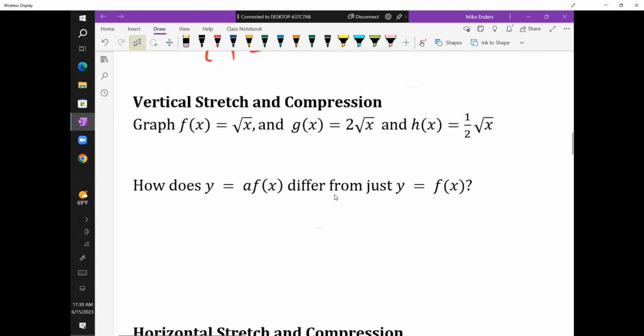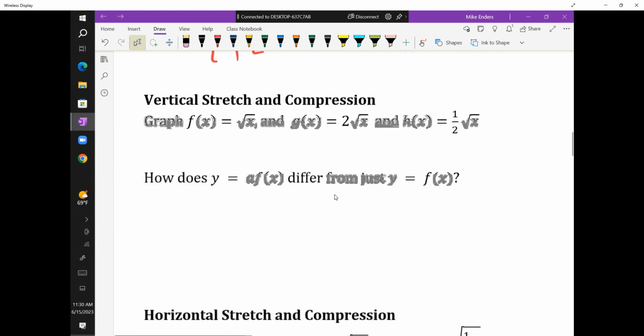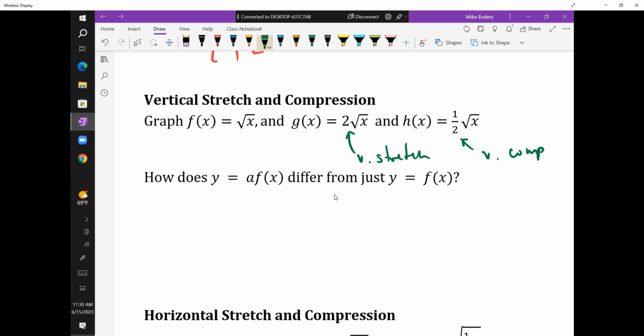Okay, I'm still outside the function. Since I'm outside the function, I'm doing something to the y values. So if I have something here outside, that affects my y. So this is going to end up being a vertical stretch, and the other one is going to end up being a vertical compression. Okay. And so I've already answered the question a little bit.